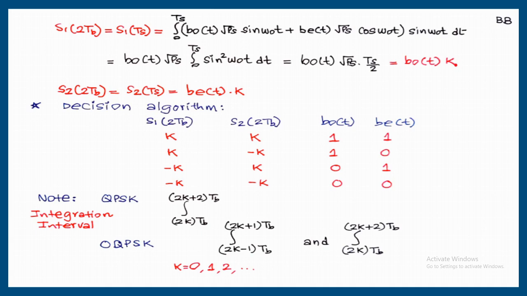Because if this is K, then that indicates that this voltage is plus 1 and that is an indication the odd bit is 1. And if this is also positive, the even bit is plus 1, so the combination will be 1, 1. So that is written here. If both are positive, the output will be 1, 1. If both are negative, the output will be 0, 0. Or according to this combination, it will be 1, 0 or 0, 1. So at every 2Tb seconds, we will get an odd bit and an even bit.